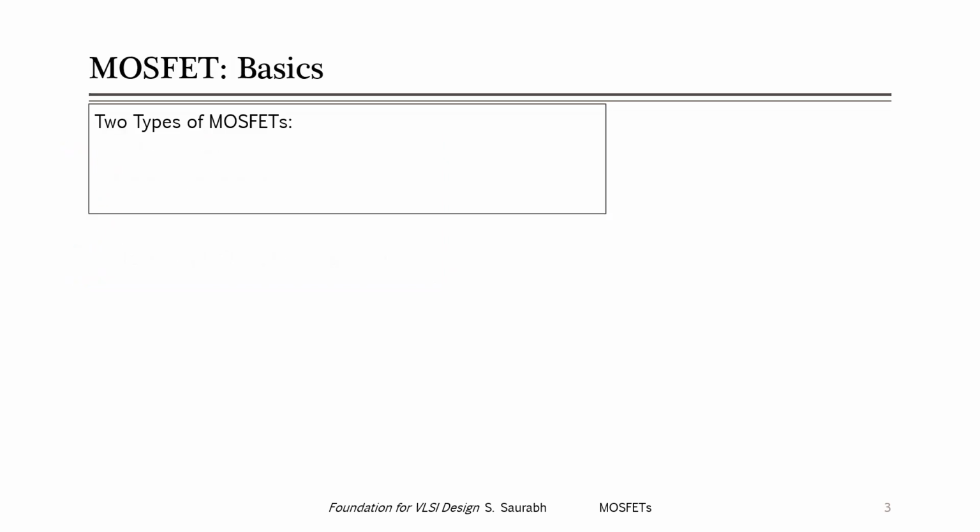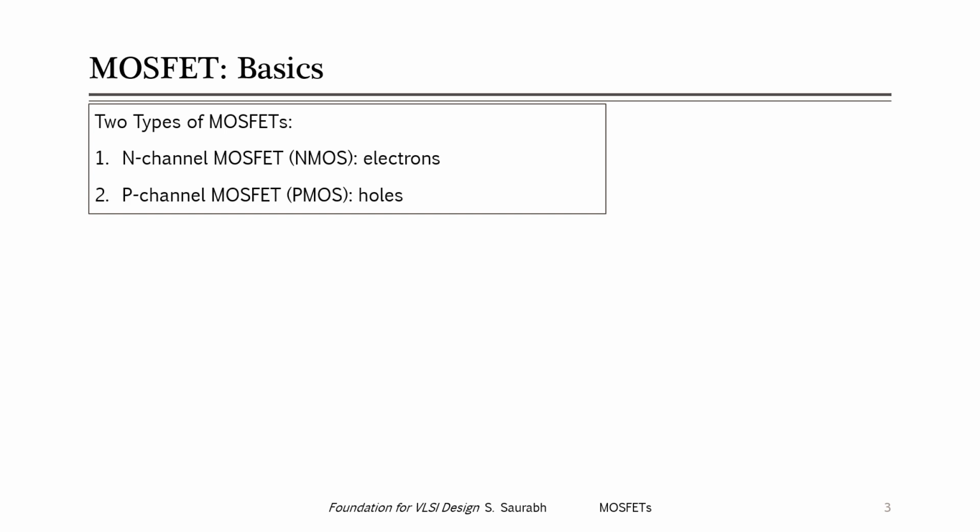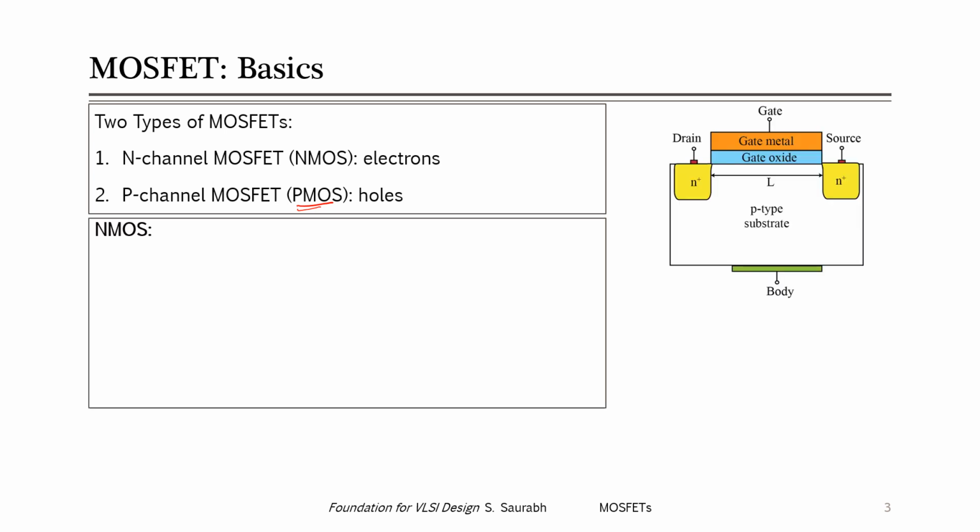So MOSFETs are of two types. The first one is the N-channel MOSFET or NMOS. In an NMOS, the current transport occurs mostly because of electrons. The other type is the P-channel MOSFET or PMOS for short, and in a PMOS, the current transport occurs because of holes. Now let us look into the structure of an NMOS or N-channel MOSFET.